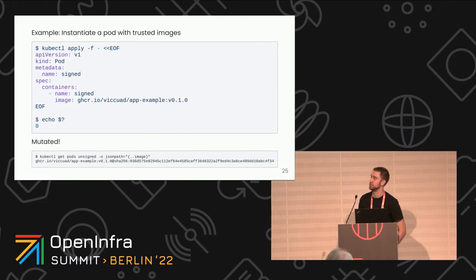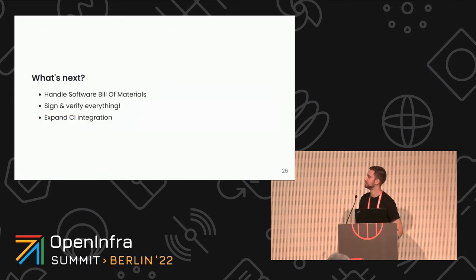And for the case of a pod that has container images that are signed, well, we do the same thing, it's transparent to the user, and that's it. And you can see, if you look at the specific pod, that it now has the digest appended. Yeah, the last line, maybe it's a bit small there, but it's just the URL of the container, 0.1.0, and then the digest appended there.